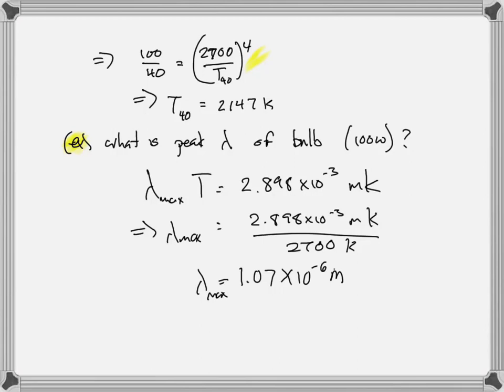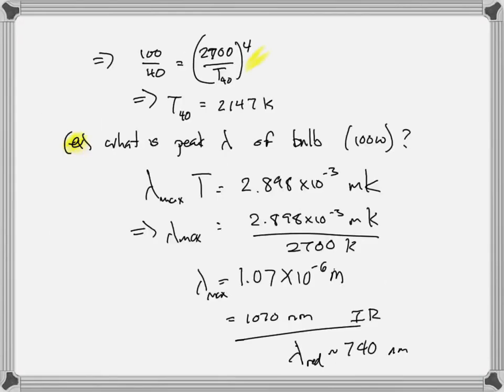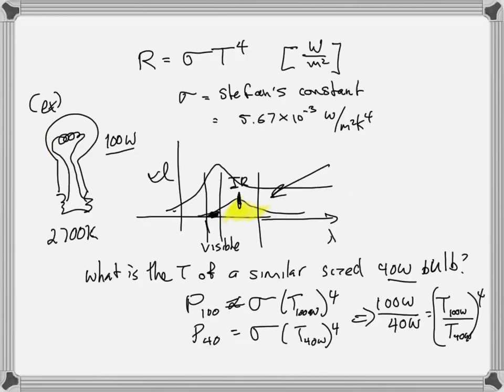1.07 times 10 to the minus 6 meters, which when we talk about wavelengths of light, we often put in nanometers, so that's 1070 nanometers. So think about what is 1070 nanometers. Remember, this is the 100-watt light bulb. We can go back to the previous page. That's the center of the light bulb peak, which looks like it's in the infrared, and indeed 1070 nanometers is in the infrared. Red is about 740 nanometers, so the right end of the visible spectrum is red, right?